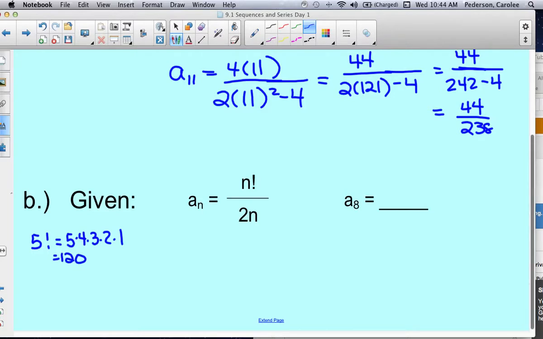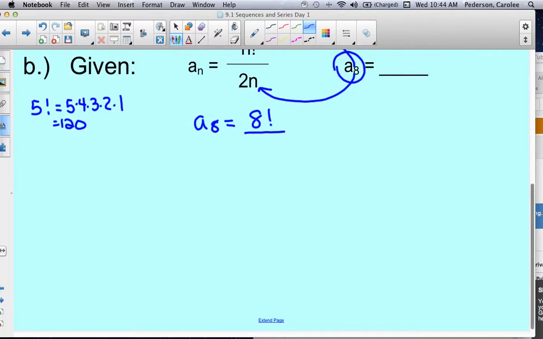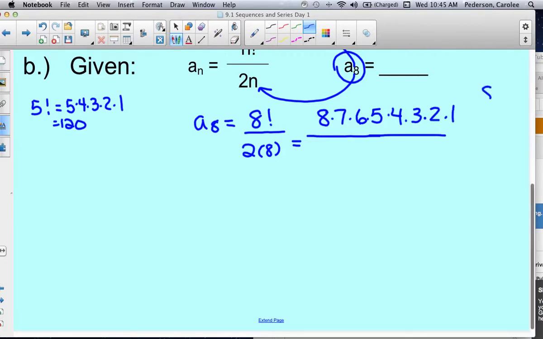What this problem is asking you for is to find the 8th term in this sequence. So just like the last example, you would substitute 8 in for n. So a sub 8, the 8th term, is 8 factorial over 2 times 8. Well, 8 factorial you can do with your calculator. That represents 8 times 7 times 6 times 5 times 4 times 3 times 2 times 1. Or use your calculator and just put 8 factorial in. And then 8 times 2 is 16.